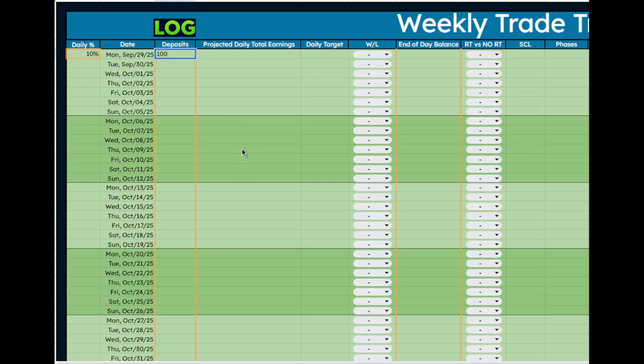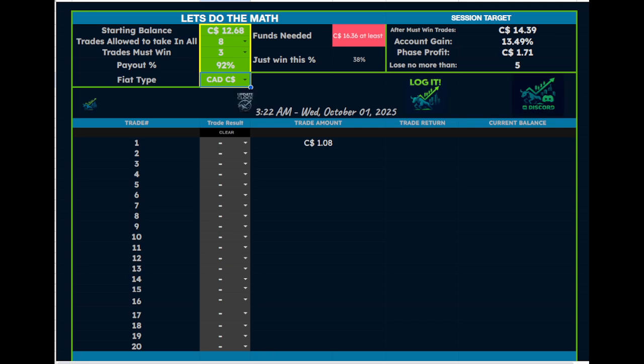All right. Once you do that $100, you want to push log. No matter what, just push 100 and then push log. You push that, then you're going to want to go ahead and go over to your binary compass.